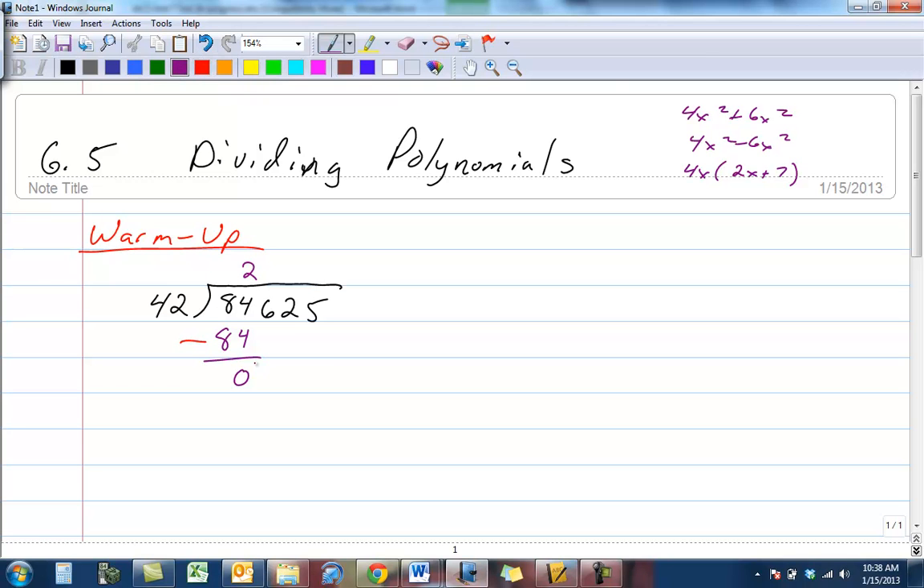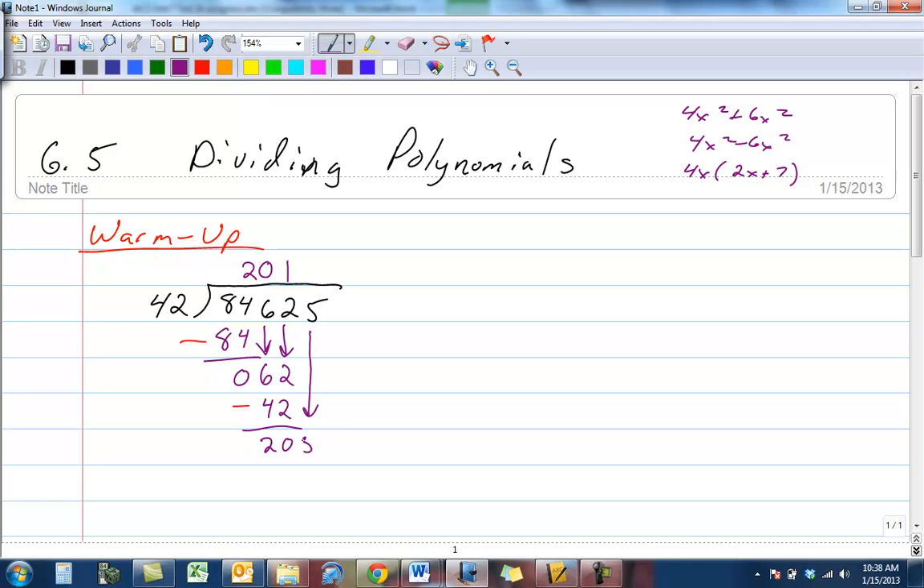84 minus 84 is 0. Then you bring the 6 down. How many times does 42 go into 6? It can't. 0 times, which means that you have to bring down the next term, 2. So how many times does 42 go into 62? Goes in there once. So 1 times 42 is 42. We're going to subtract these again. And we're left with 20. And then you bring down the last term.